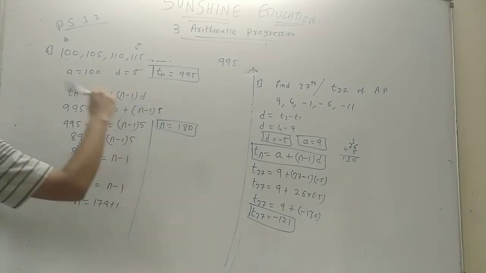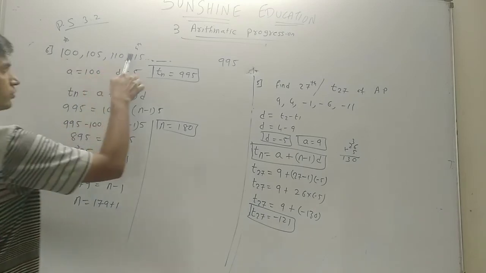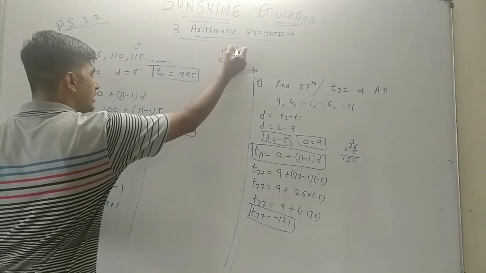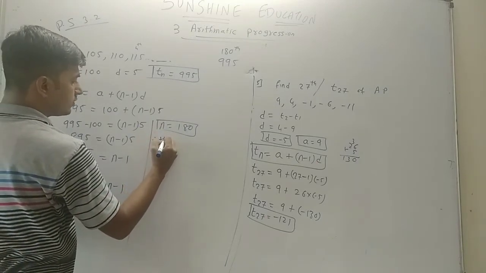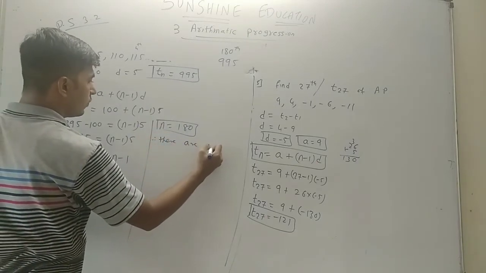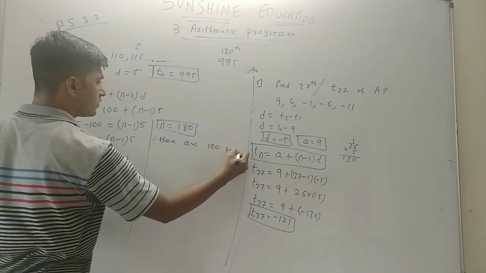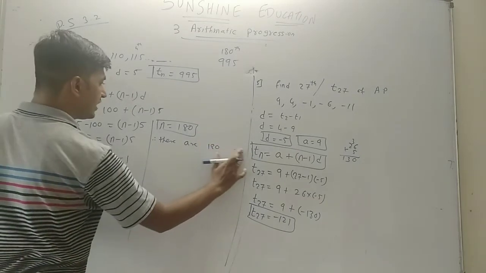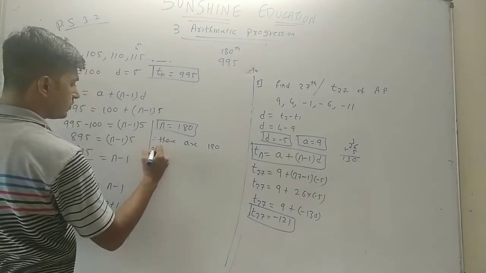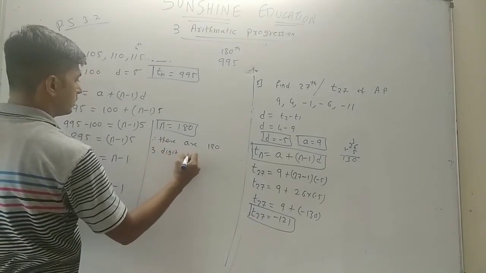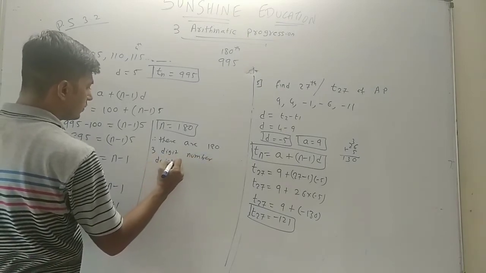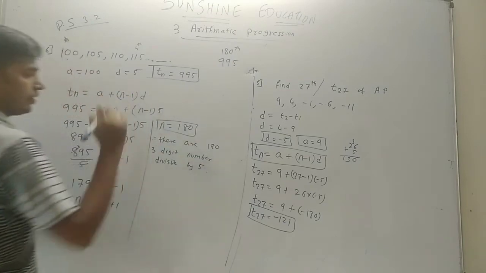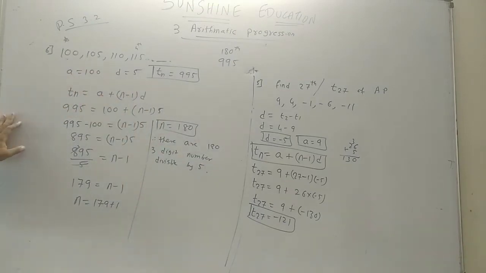So n is 180. So this is first, this is second, this is third, this is fourth, this is 180th term. And as this is the 180th term, I can say that there are 180 terms, or 180 three-digit numbers divisible by 5. Okay, so this was a very important type of question. Okay, now we'll move to the seventh one.